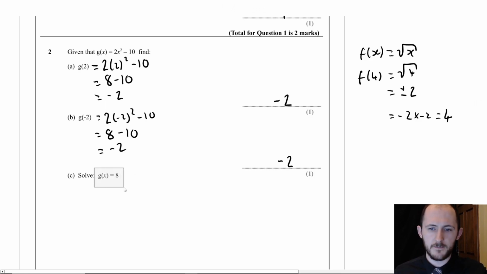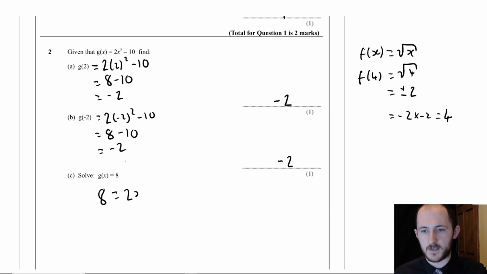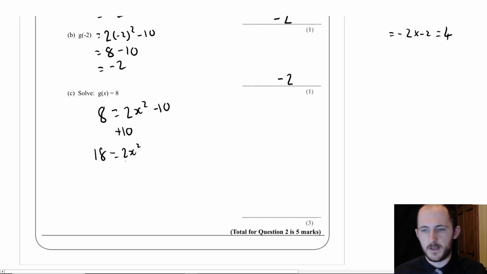So for this last one, it says g of x equals 8. Okay? So we're not subbing in x is 8. We're actually saying that 8 equals 2x squared minus 10. Then you're just solving it like a normal equation. Plus 10 to both sides, we get 18 equals 2x squared. Divide both sides by 2, we get 9 equals x squared. So then x equals 3.